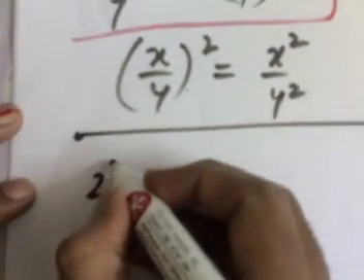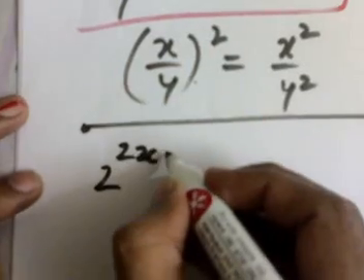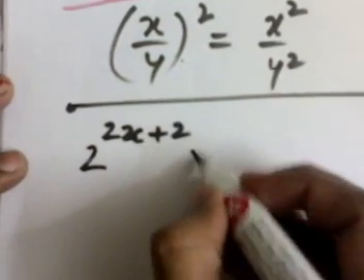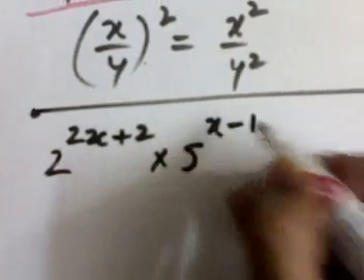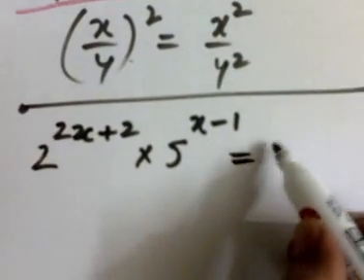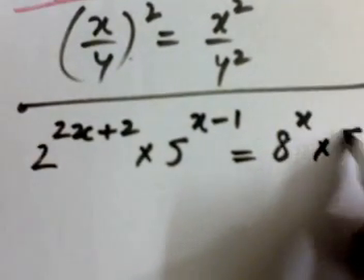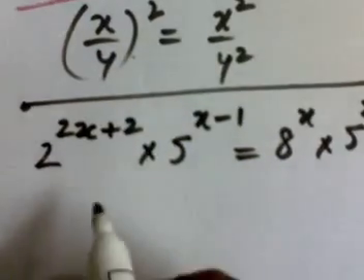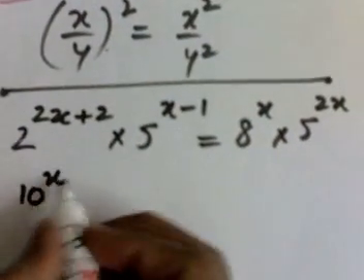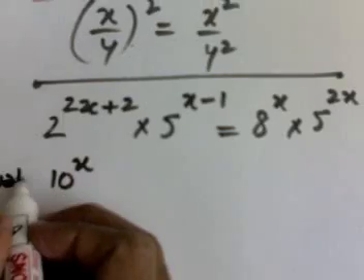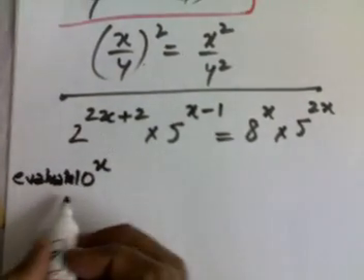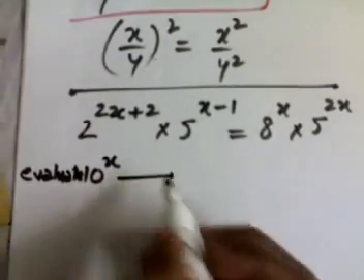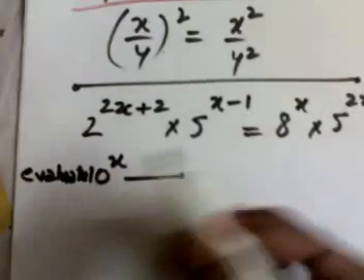I'll tell you that this is 2 raised to power 2x plus 2, into 5 raised to power x minus 1, and is equal to 8x into 5 raised to power 2x. So now we have to evaluate. Evaluate means to find the value of 10x. We have to evaluate 10x. How will we do that?